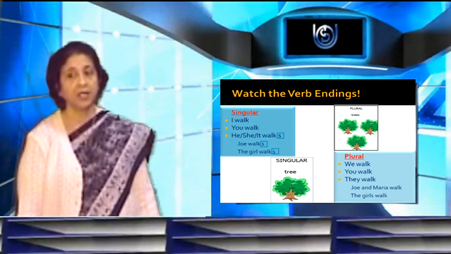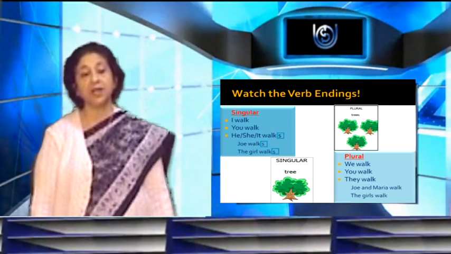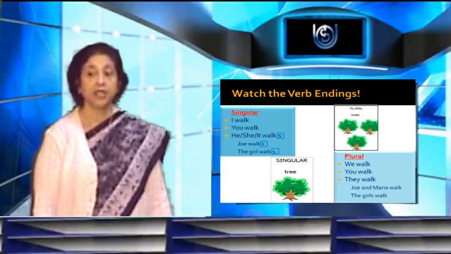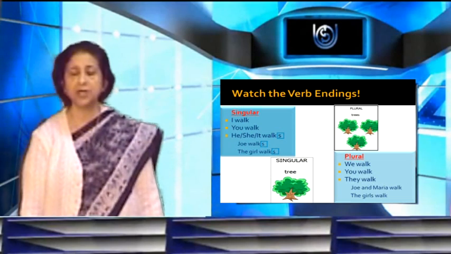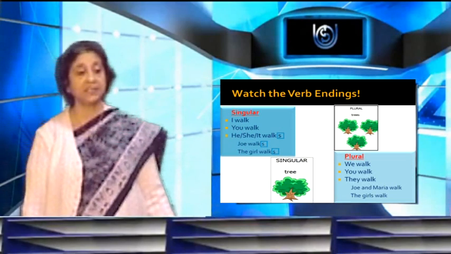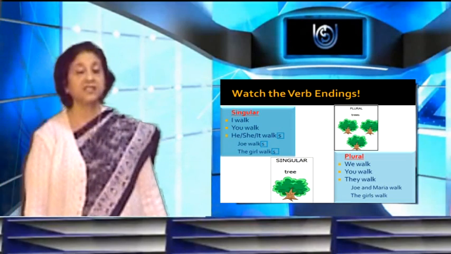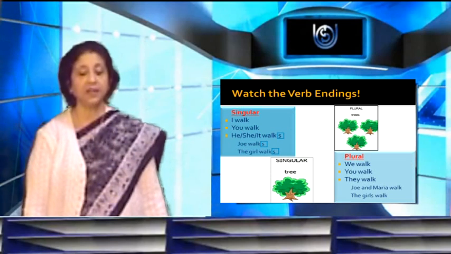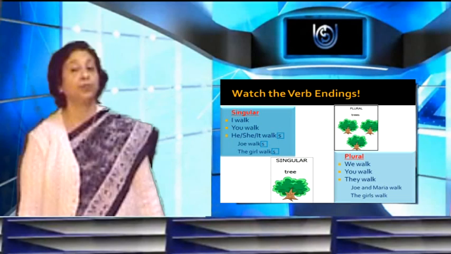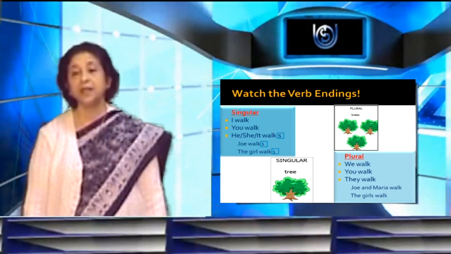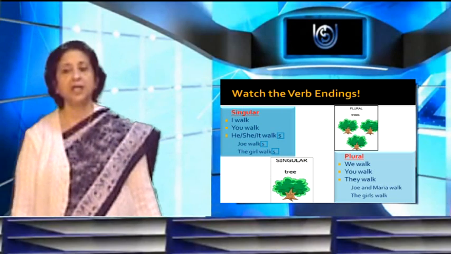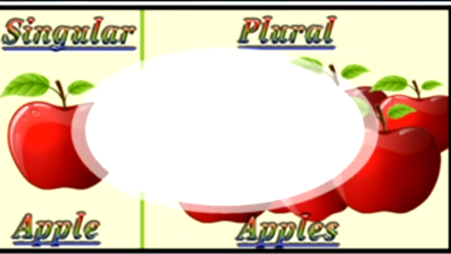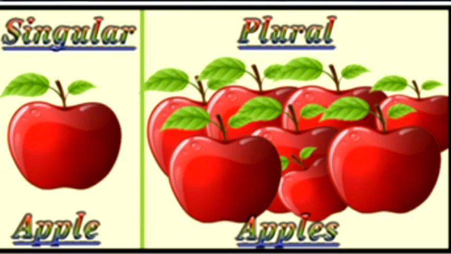Like we walk, you walk. You can be used as singular and plural both. They walk. Joe and Maria walk. The girls walk. So I'm sure it's very clear to you, when the subject is singular, we use s with the first form of verb, and when the subject is plural, then we use simply the first form of verb. Now, the concept of singular and plural is very clear to you. Apple, apples.